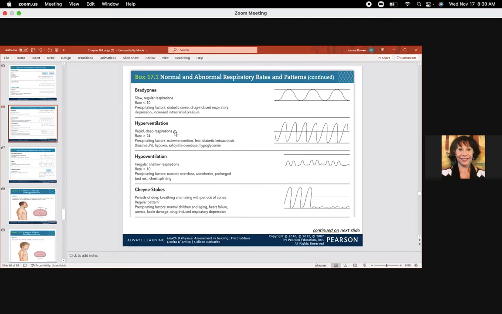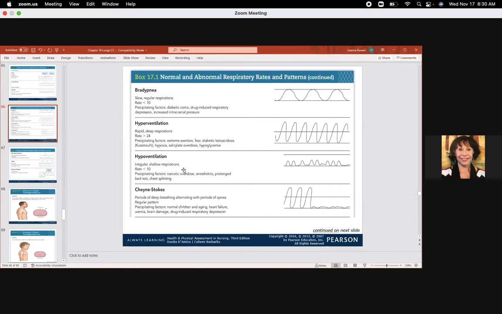Hyperventilation is rapid, deep respirations greater than 24, and the precipitating factors are extreme exertion, fear, diabetic ketoacidosis, which is Kussmaul's breathing, hypoxia, salicylate overdose, which is aspirin overdose, and hypoglycemia.